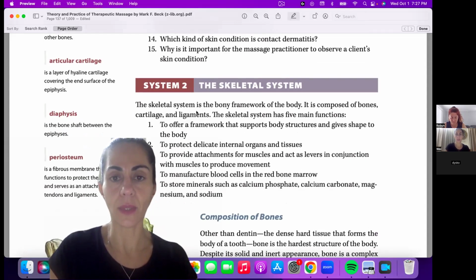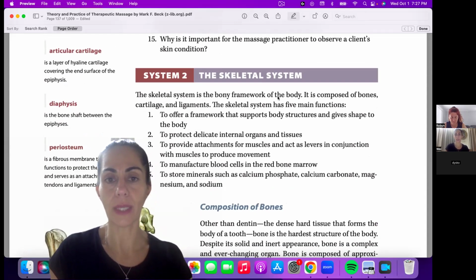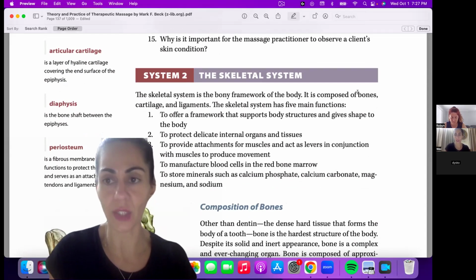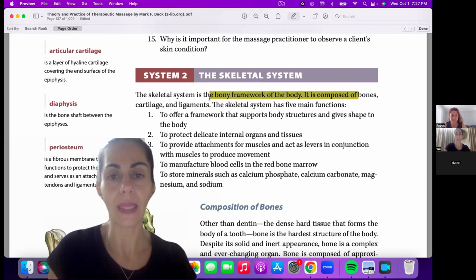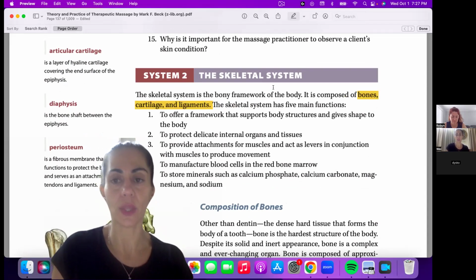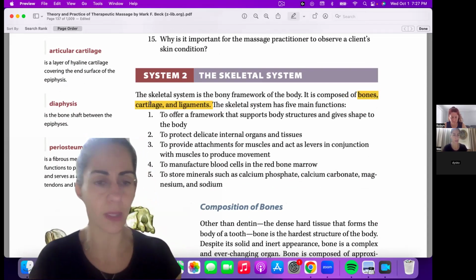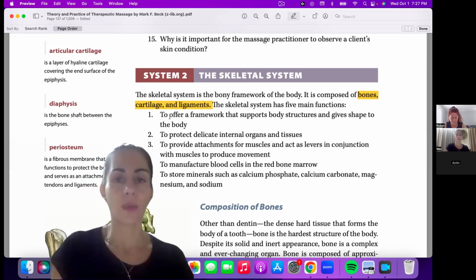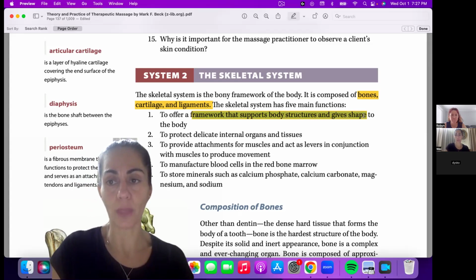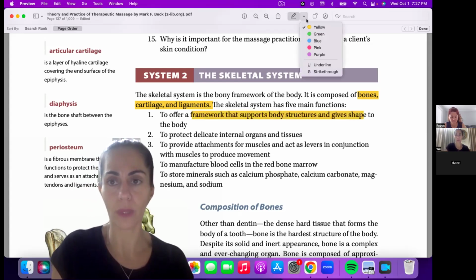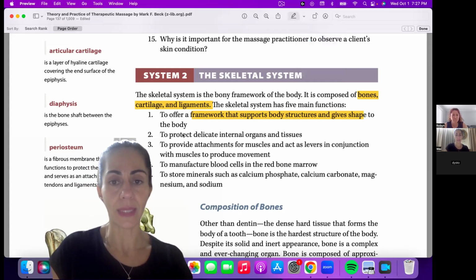the skeletal system is the bony framework of the body and is composed of these 3 things, not just bone: bone, ligaments, and cartilage. So ligament and cartilage are part of the skeletal system and not the muscular system. First, it offers a framework for support for the body, for the structure, and it holds shape, because muscles with no bone is just a mess. Second, the bones protect the internal organs and tissue.